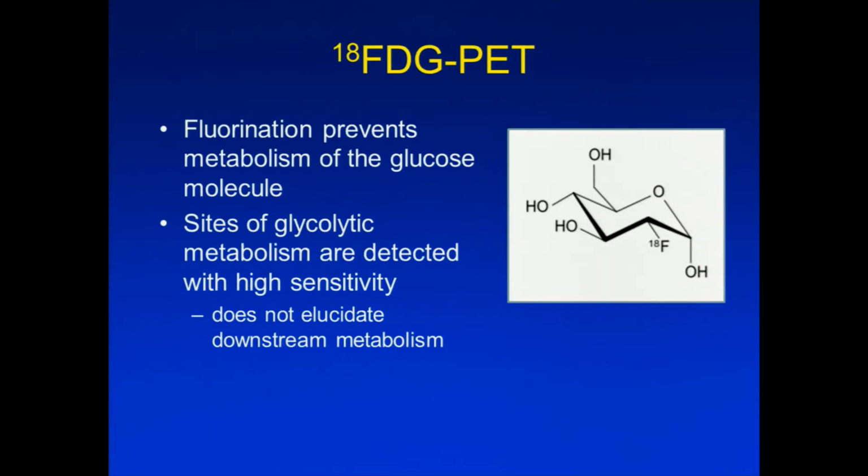F18 PET: you've got a glucose, you've taken off a proton, put on an F18. The fluorination prevents the forward metabolism of the glucose, therefore it builds up in the tissue of interest, and so you're looking at glucose deposition in the tissue. Obviously the sensitivity, even with all the hyperpolarization, far outweighs anything that we can do, but it does not, so to speak, show us downstream metabolism because we're just looking at the radioactivity, not at any of its products.